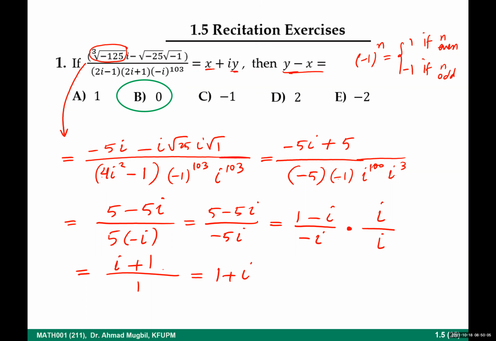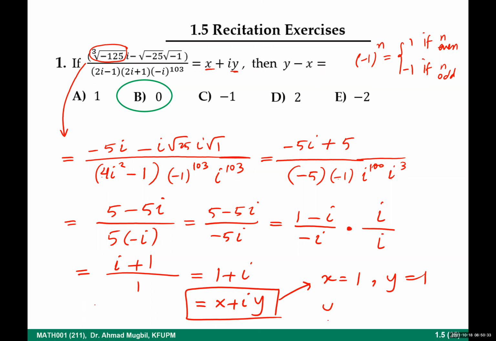Now compare it with what he gave you on the right hand side. He said that this is equal to X plus I Y. So this means that X is 1 and Y is 1. So what is the question now? The question is about Y minus X, which will be 1 minus 1, which is 0. We have learned a lot from this exercise, Shabab.